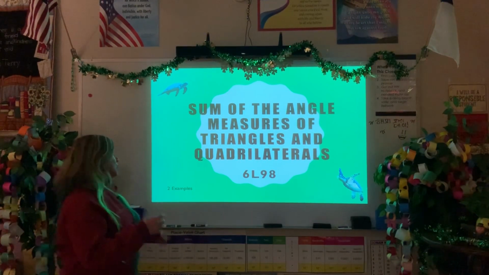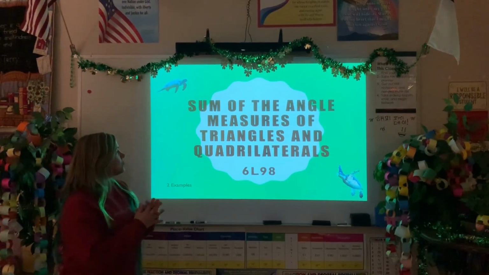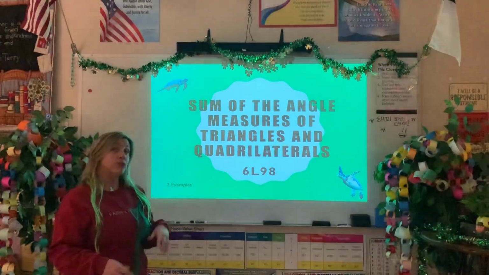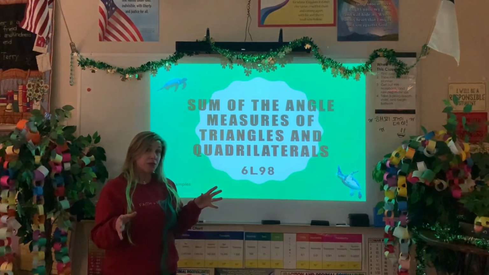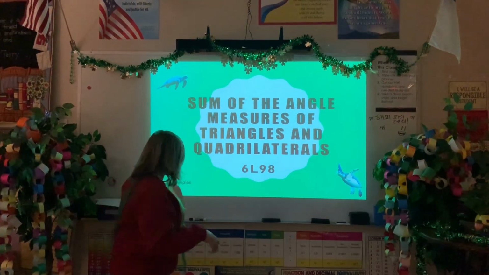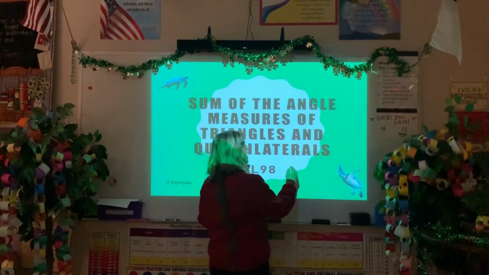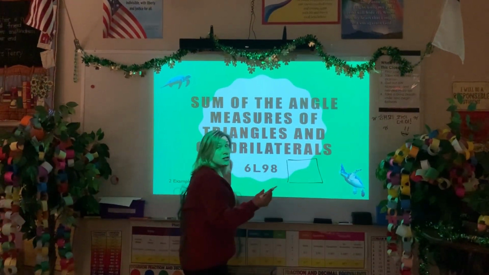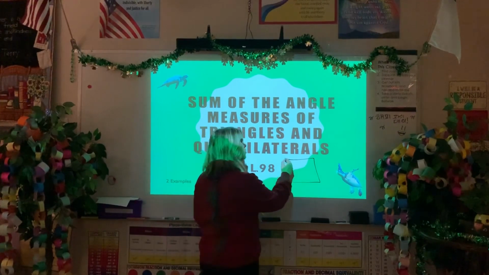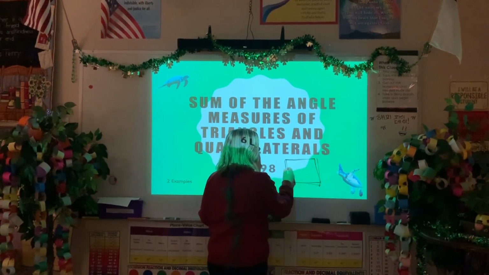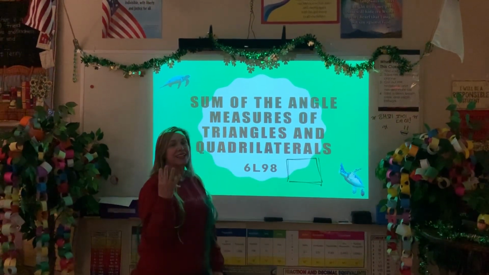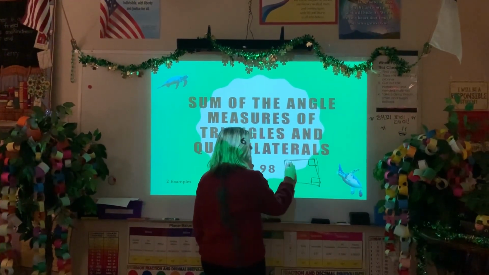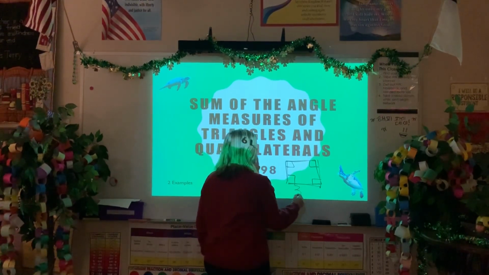And so now let's go ahead and take a look at lesson 6L98. We've got 2 examples, as you can see right here. And it says sum of the angle measures of triangles and quadrilaterals. Some of you may remember we did talk about this before. When we think of rectangles, what makes them special is that they are quadrilaterals that are parallelograms because they have 2 pairs of parallel sides. But what makes them special as a rectangle is they have 4 right angles, which means 90 plus 90 plus 90 plus 90 equals 360.